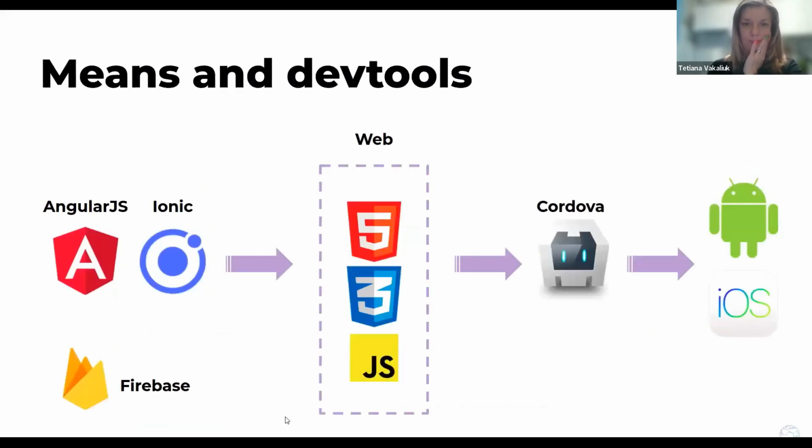For development, we use such tools as AngularJS and Ionic, client frameworks for building UI-oriented cross-platform mobile and progressive web applications, Apache Cordova, an open source mobile development framework, and Firebase for building backend logic, hosting of database, and authentication.